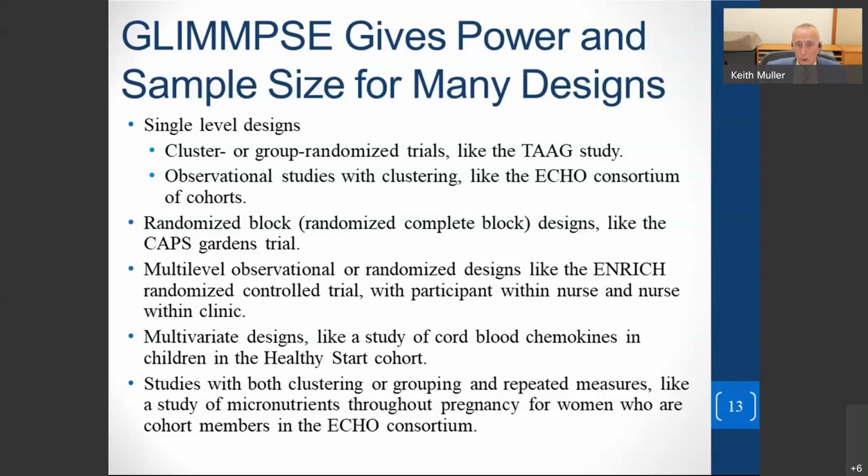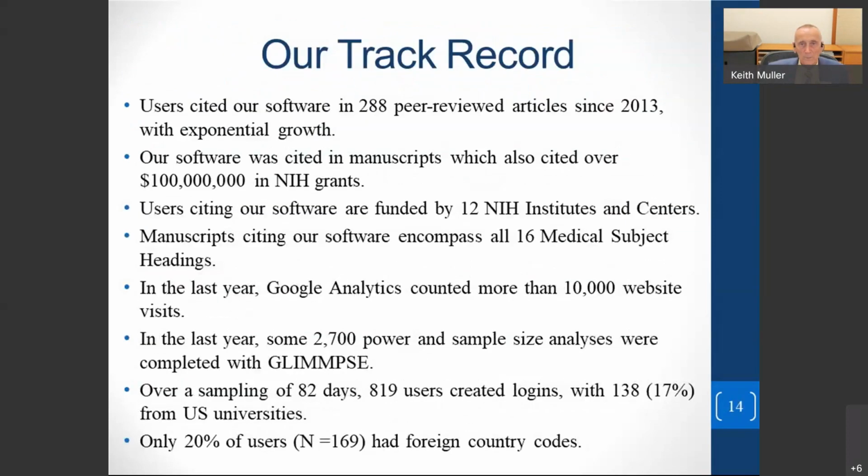So if we're studying cord blood chemokines in children, there is a large project funded by NIH called the Healthy Start cohort. Some studies have clustering or grouping and repeated measures. And within the ECHO consortium is a study of micronutrients through pregnancy for women who are cohort members. One of the strengths of the software we're going to talk about today, by illustrating with longitudinal designs, is that the designs can be only clustered, only longitudinal, or the combination of both.